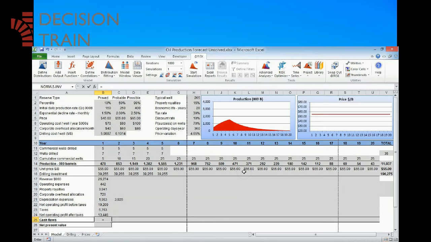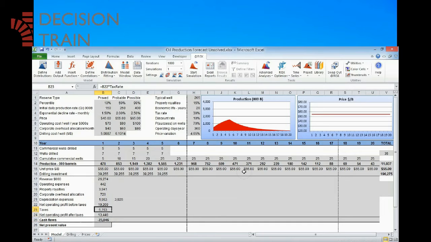74. On cell B25, calculate annual cash flows with the formula. Equals B24, minus B16, plus B21. This formula considers cash flows as net operating profit after taxes plus depreciation minus capital expenditures.